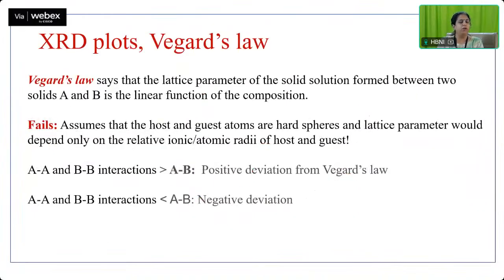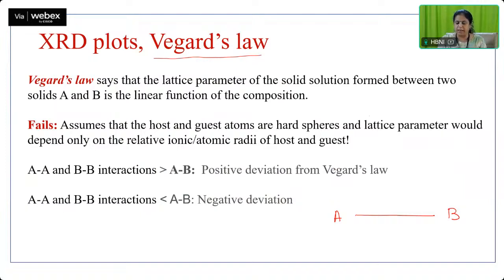Now, when we talk of studying solid solution by X-ray diffraction, there is a concept that we talk about, which is called Vegard's law. What is Vegard's law? Vegard's law states that if you are forming the solid solution between two components A and B, then the lattice parameter of the solid solution will be a linear function of the composition.